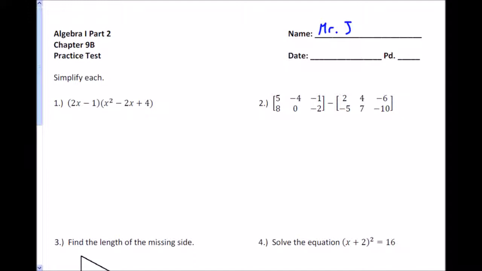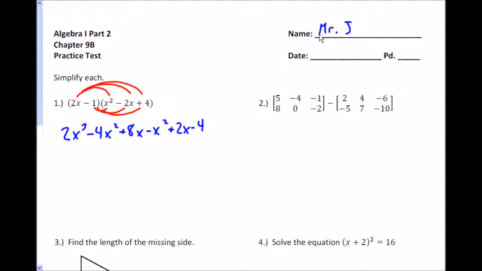If we look at the first one, it's just asking us to simplify this. So really, we're going to multiply, and I'm going to multiply using my distributive property. So I'm going to distribute the 2x to each of these. I do the 2x times the x squared, which gives me a 2x cubed. Then a minus 4x squared, a plus 8x. And now I'm going to distribute the -1. So I distribute the -1 to each term. That's going to give me a negative x squared plus 2x minus 4.